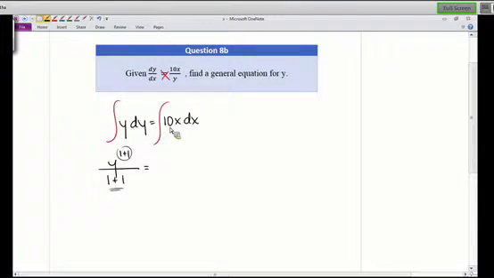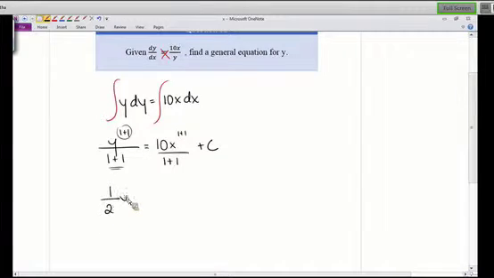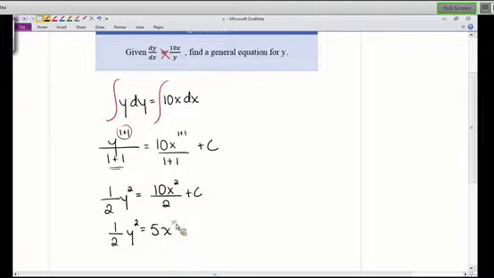Now, we have a coefficient in front of our variable with our x. So this is just going to become 10x to the 1 plus 1, divided by our exponent, 1 plus 1, plus our constant c. Now, just to simplify, this is going to be 1/2 y squared is equal to 10x squared divided by 2 plus our constant c. Simplifying 2 into 10, we'll have 1/2 y squared is equal to 5x squared plus our constant. Are you with me so far?